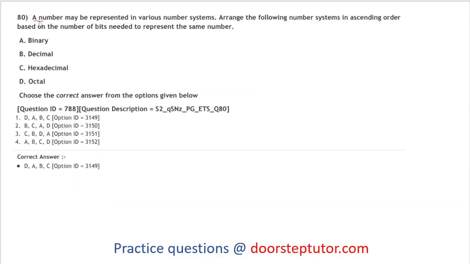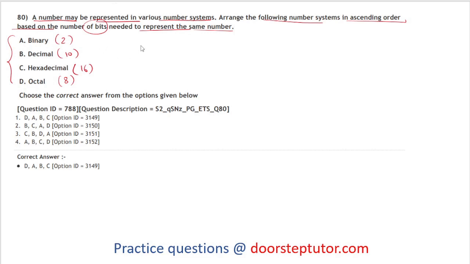Next question is, a number may be represented in various number systems. Arrange the following number systems in ascending order based on the number of bits needed to represent the same number. These are the four given number systems: binary that has a base 2, decimal that has a base 10, hexadecimal that has a base 16 and octal that has a base 8. So we have to arrange these number systems according to the number of bits required to represent the same number.